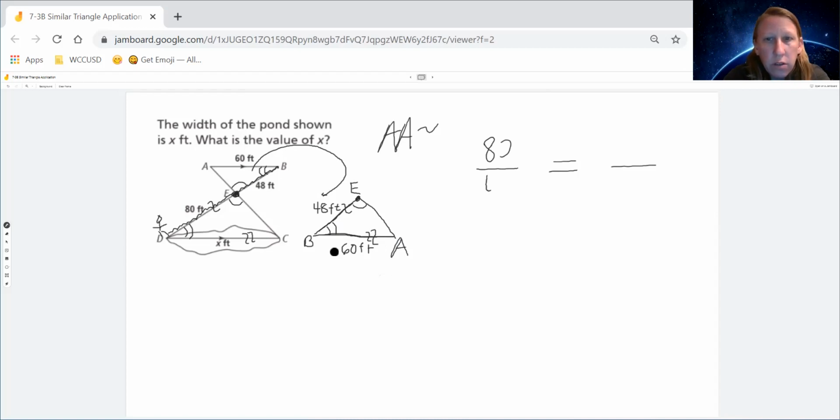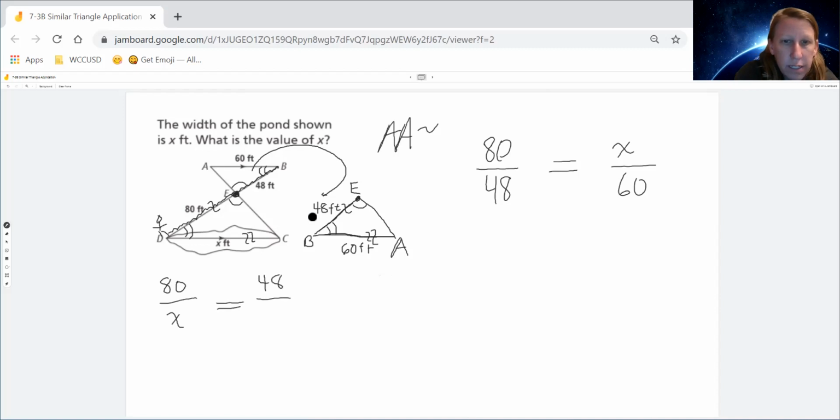80 on the big triangle goes with 48 on the little triangle, the same way that x on the big triangle goes with 60 on the little triangle. You could also set it up this way. You could set it up as 80 over x on the big triangle is the same as 48 over 60 on the little triangle. Okay, and this time I put the 80 and the 48 both in the numerator.